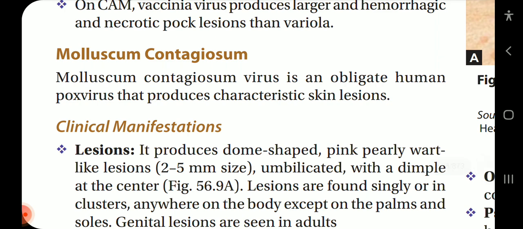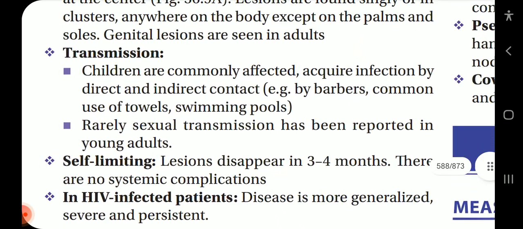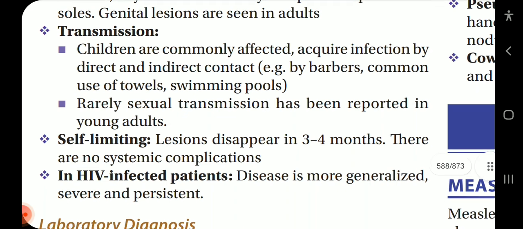Molluscum contagiosum. Molluscum contagiosum virus is an obligate human pox virus that produces characteristic skin lesions. Clinical manifestations. Lesions: it produces dome-shaped, pink, pearly, wart-like lesions, 2 to 5 mm in size, umbilicated with a dimple in the center. Lesions are found singly or in clusters anywhere on the body except on the palms and soles. Genital lesions are seen in adults.